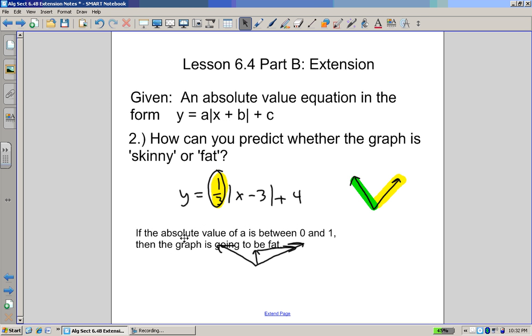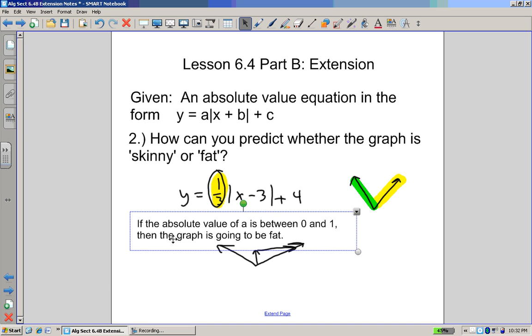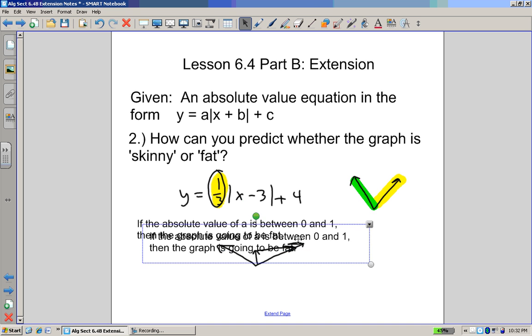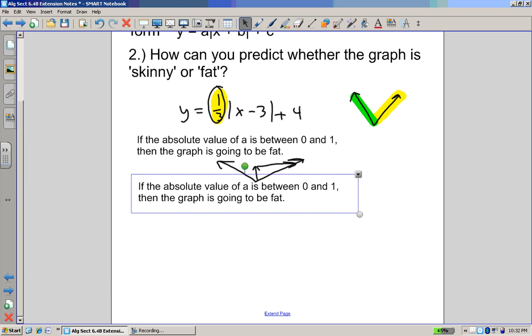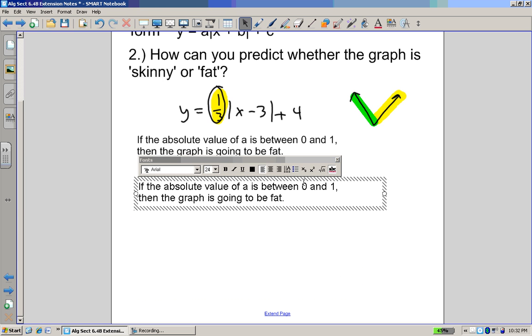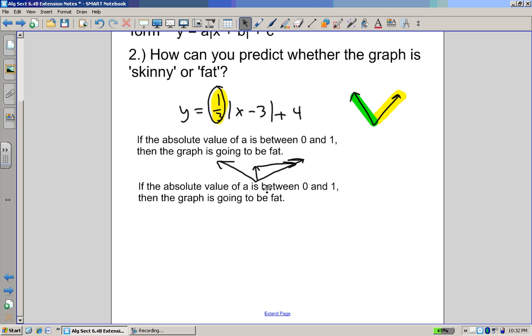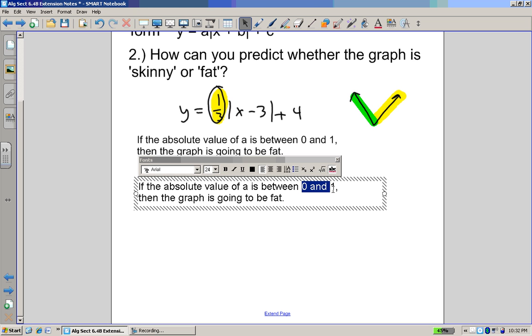Okay, and we can also talk about that if the absolute value of A is larger than 1, then the graph is going to be skinny.